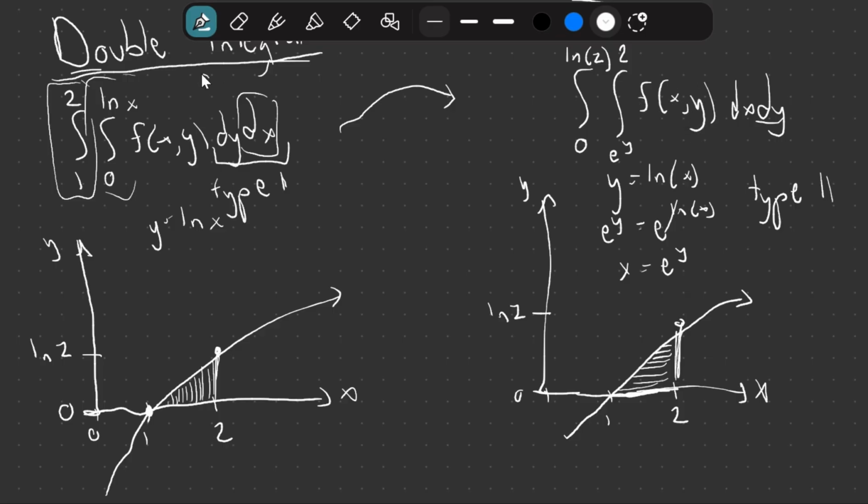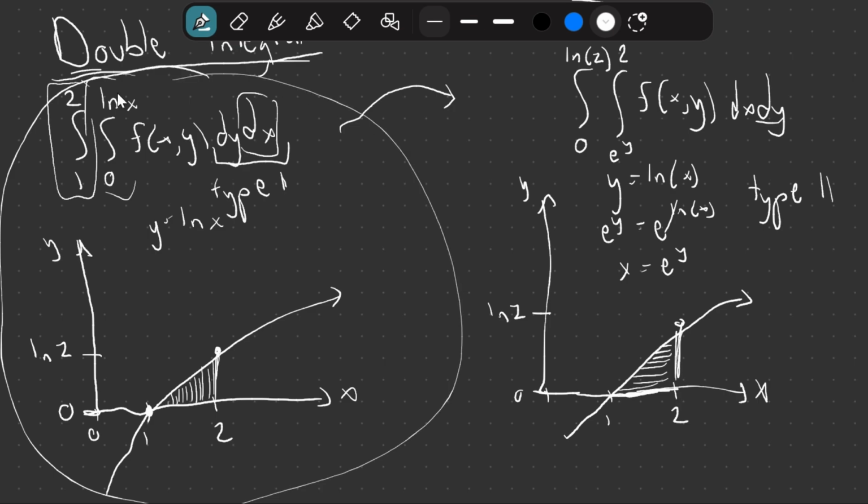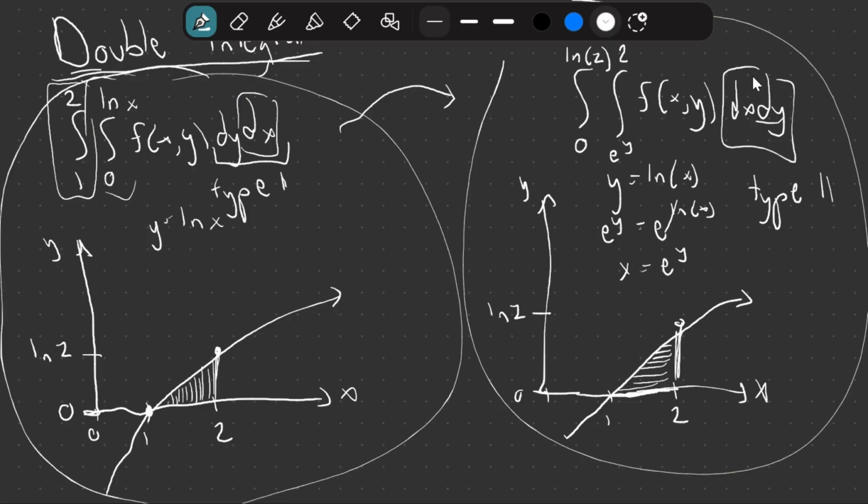Pretty simple to switch from type 1, which is in terms of dy dx, into type 2 here, which is in terms of dx dy. Again, for type 2, the final answer is from 0 to ln 2 on the y-axis, and then from e to the power of y to 2 on the x-axis. And that is type 2. On to the next problem where we will actually solve the double integral as well.